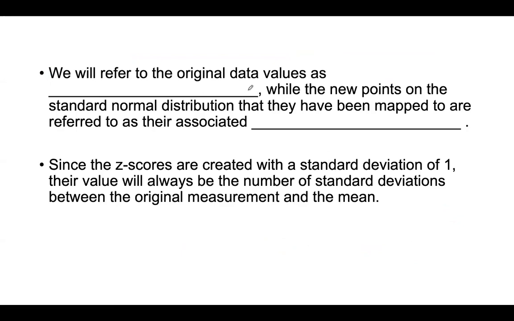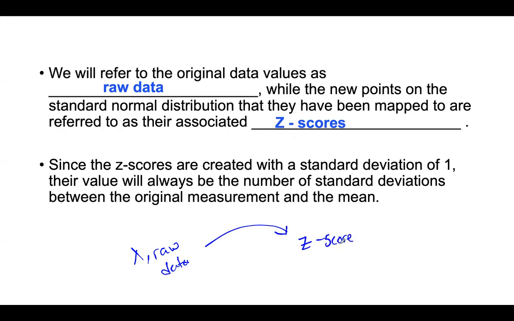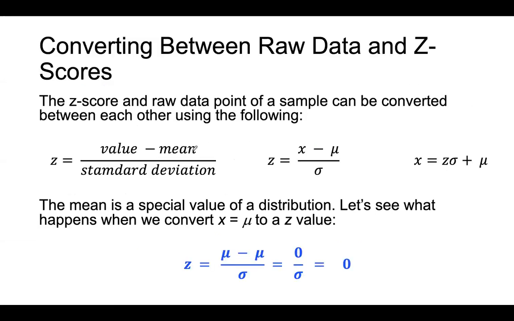So we will refer to the original data as the raw data, while the new points on the standard normal distribution that they have been mapped to are referred to as the z-scores. So it's basically a mapping from the x, the raw data, to a z-score. Since the z-scores are created with a standard deviation of 1, their values will always be the number of standard deviations between the original measurement and the mean.